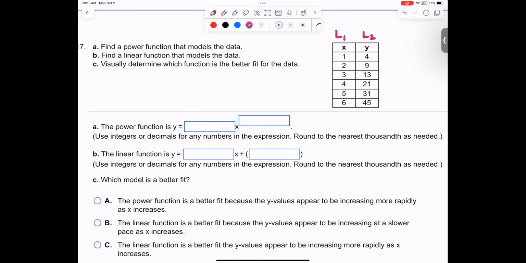What happened here? We have a calculator that's confused. All right, try this again.